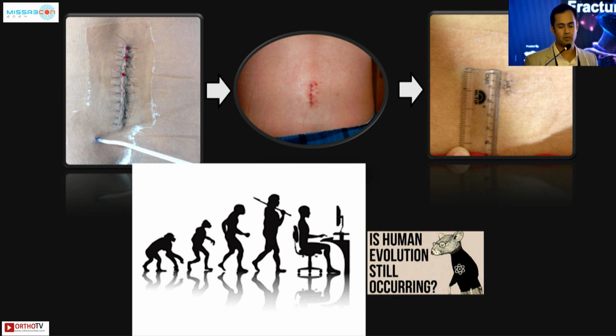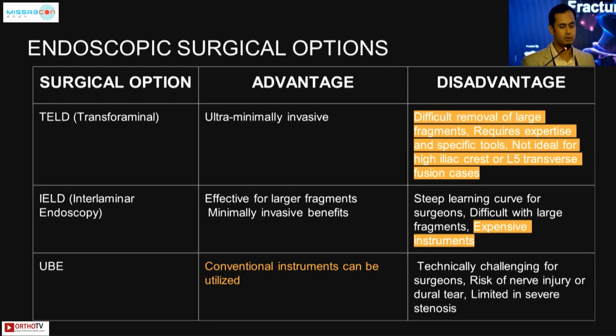As we have evolved from open spine surgeries to tubular surgeries, and now to endoscopic surgeries, we have endoscopic options available for treating the PARF lesions. All 3 types of endoscopy, that is transforaminal, interlaminar monoportal, and UBE, can be done. The advantages and disadvantages of all of them have been described. TLD is ultra minimally invasive, but it becomes difficult to remove larger fragments and requires expertise and specific tools. It is not ideal for a high iliac crest and in cases where there is an enlarged L5 transverse process. Also, breakage of instruments might be an issue.